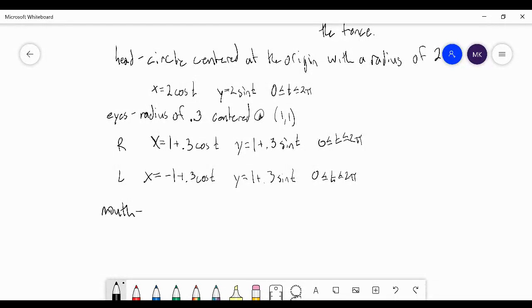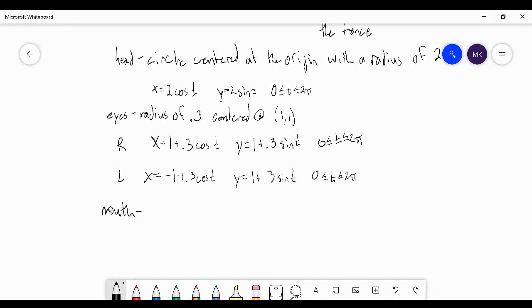Now, mind you, none of this is something that I expect you to do. If I said graph a smiley face or a frowny face, I'm not expecting you to be able to do this. This is just a fun thing that we can do together. Okay. So for the mouth, we only want the lower half of the circle.